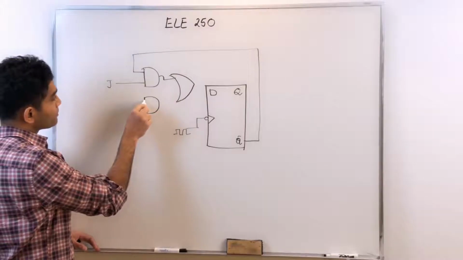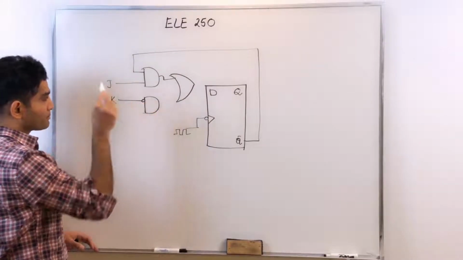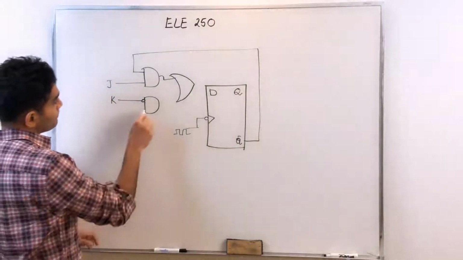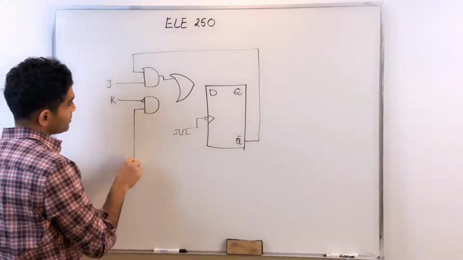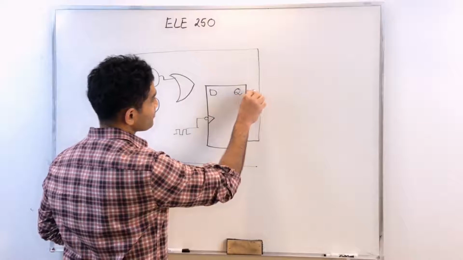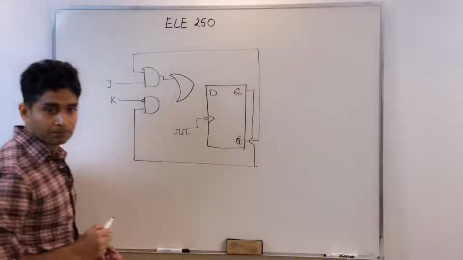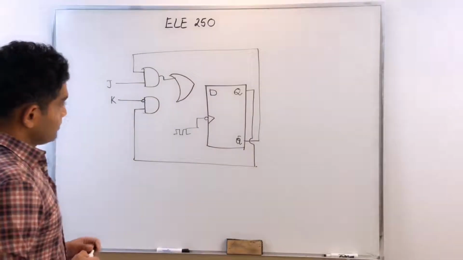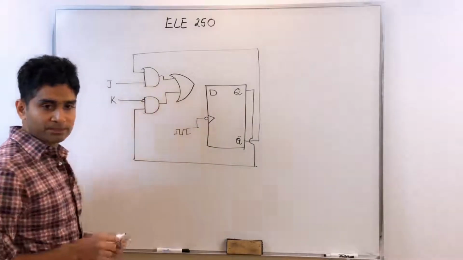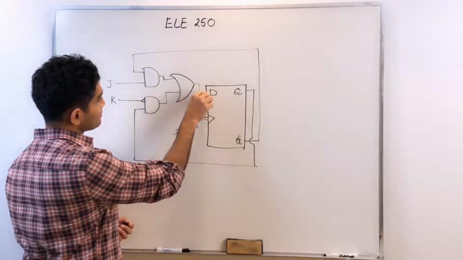Then I have another input K. Of course, I'm inverting the input here, that's signified by that bubble. And as the other input, I take Q. And of course, the output of this goes back here, and this goes to here.